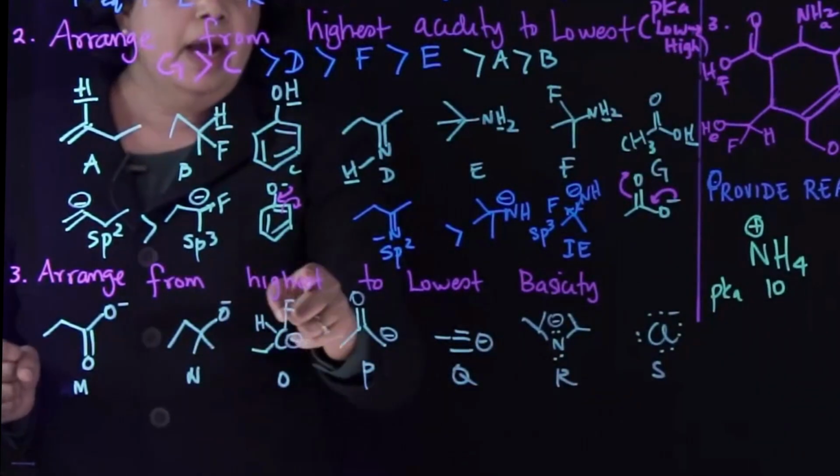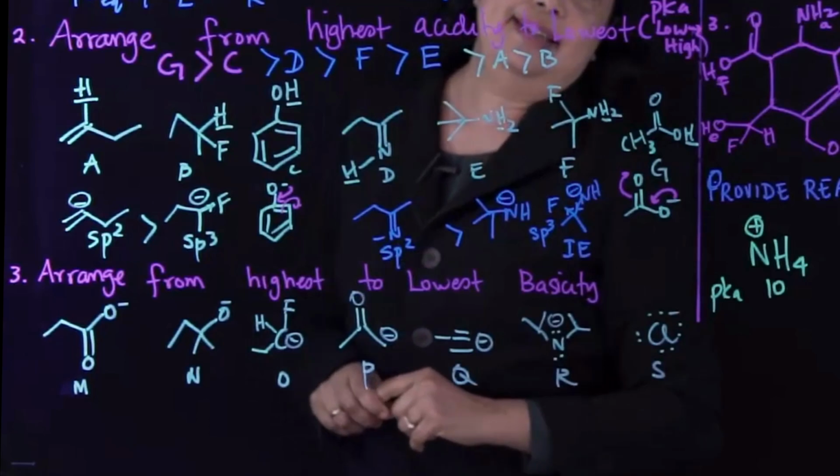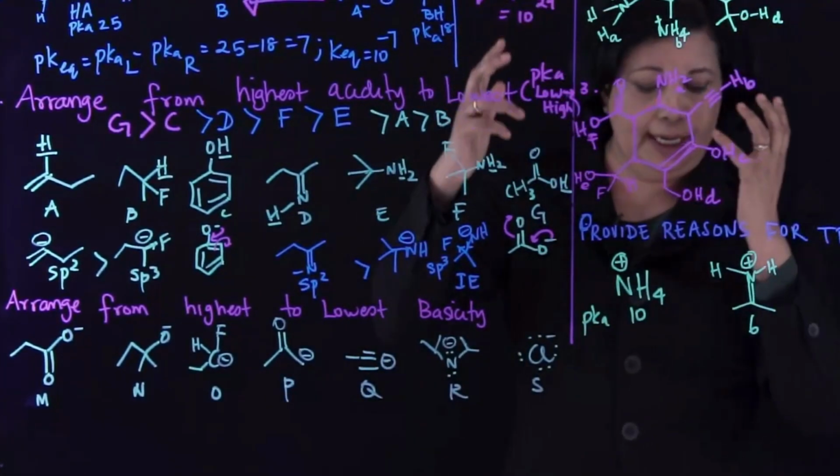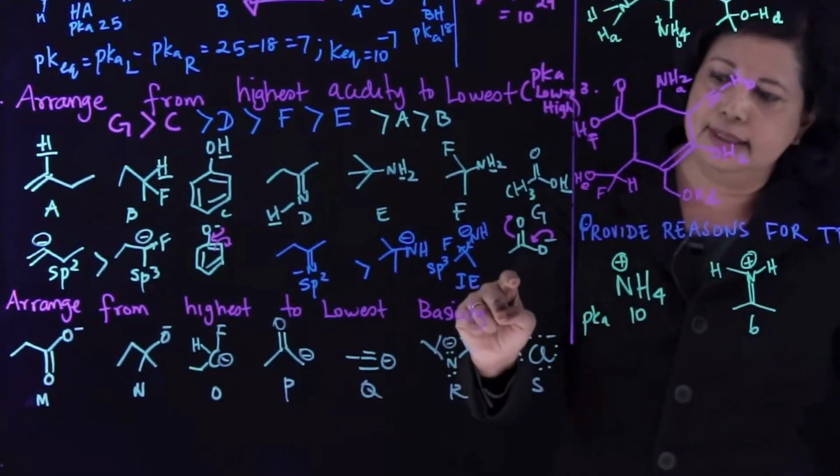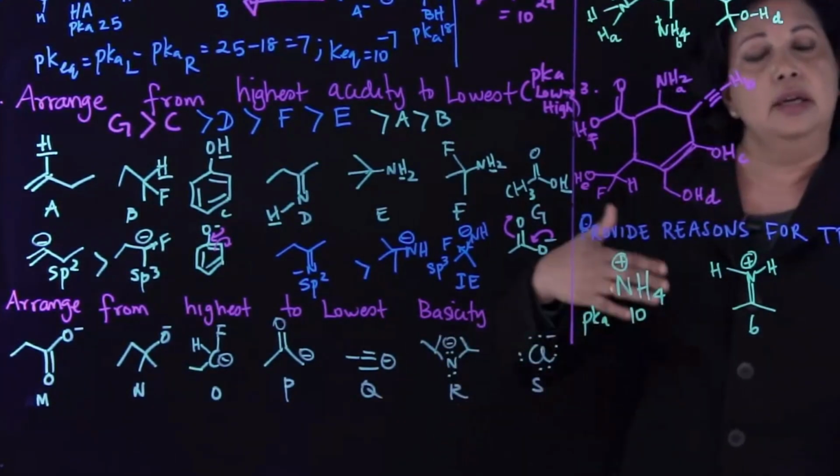Arrange from highest to lowest basicity. So now you've got to twist your brain again. Basicity means you are going to have to look at the acidity. Higher the acidity, lower the basicity.